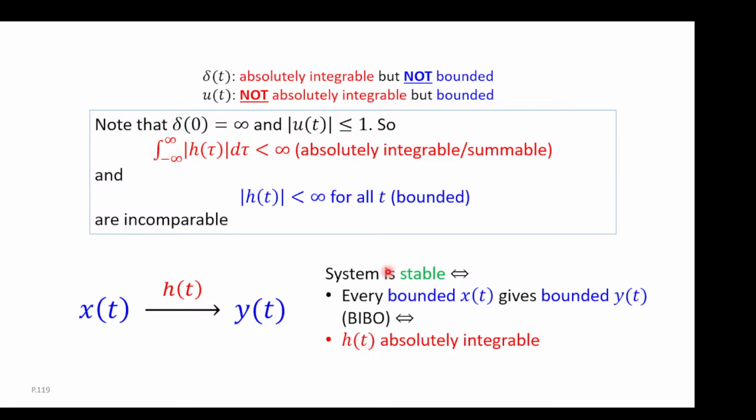Let me write a little more. So this one is chapter 1, which works for every system, and this is chapter 2, and this only works for LTI systems, because only for LTI systems can we describe it by this impulse response h of t.